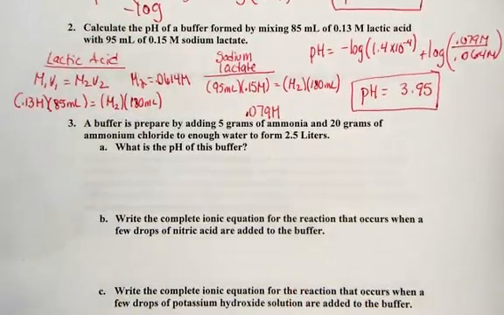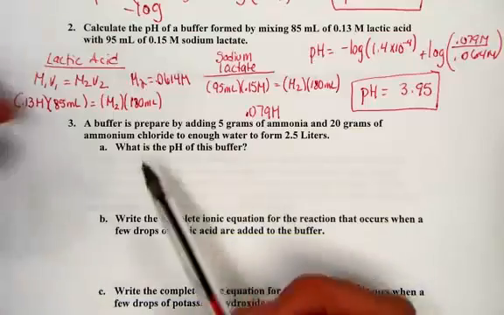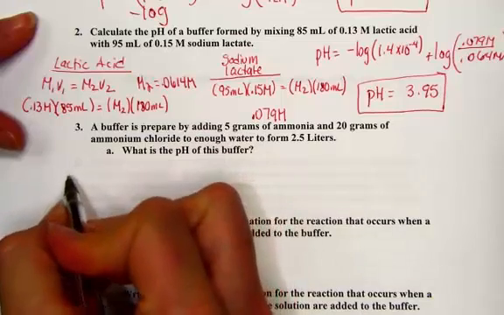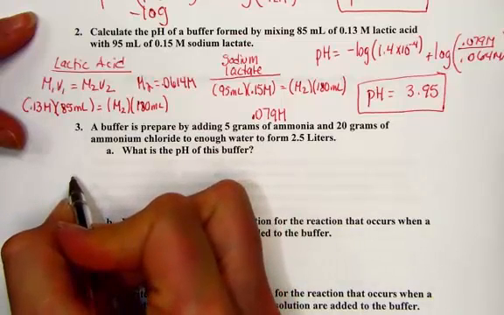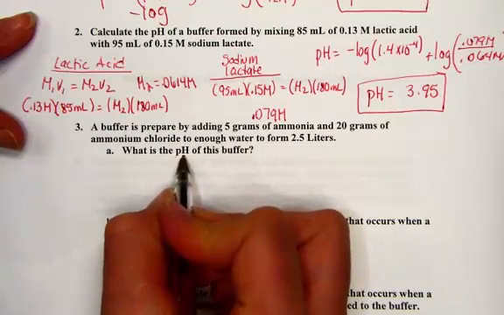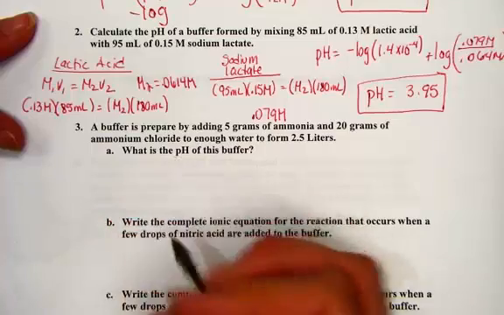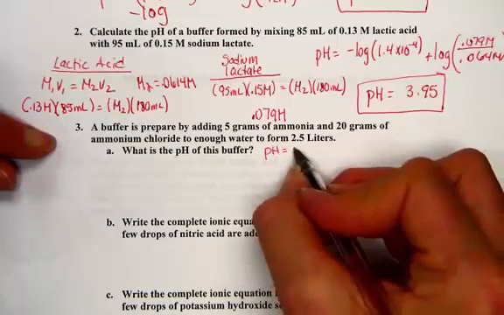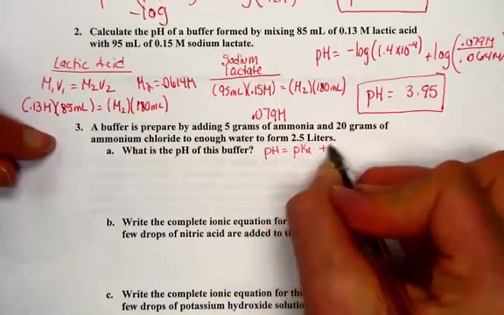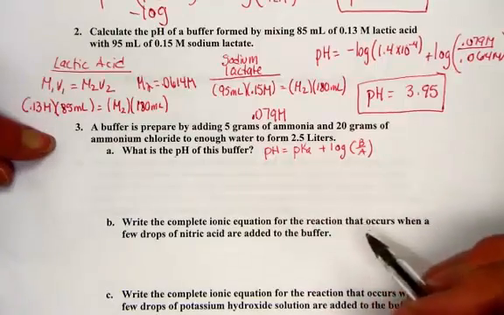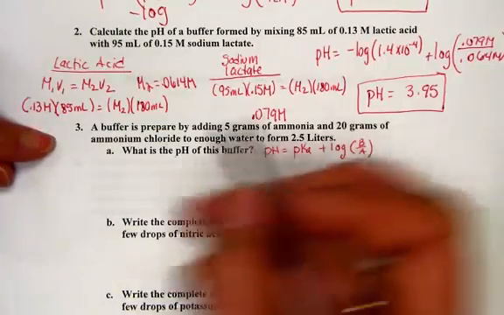Our third question on our buffer worksheet reads, a buffer is prepared by adding 5 grams of ammonia and 20 grams of ammonium chloride to produce enough water to form 2.5 liters. We'd like to know the pH of our solution. So, knowing that, we'll need the Henderson-Hasselbalch, that pH is equal to pKa plus the log of the ratio of base over acid. We have some molarity work to do.